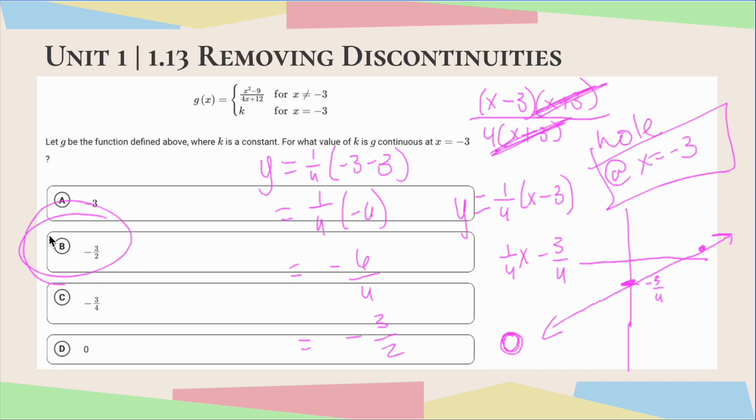which is answer choice B. So again, just to bring it back around, what I've done is I've said when x equals -3, I've forced this function to output -3/2, which is what my function would have otherwise output if it did not have that hole in the graph.